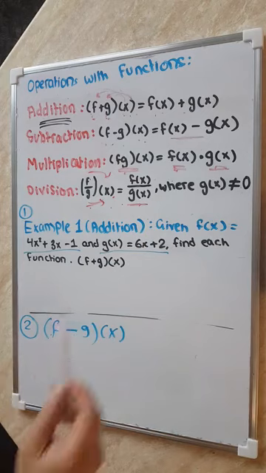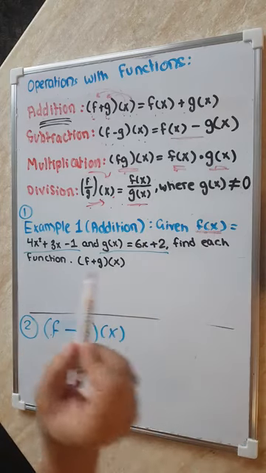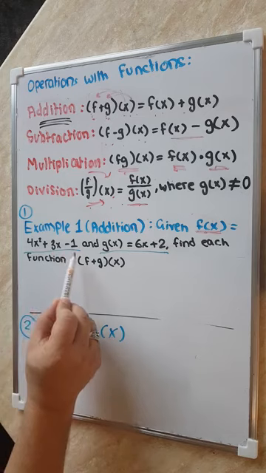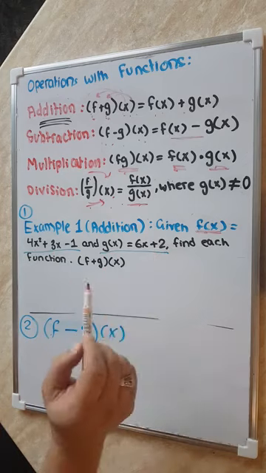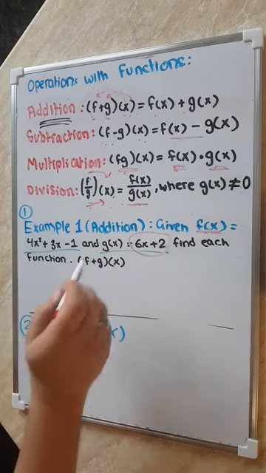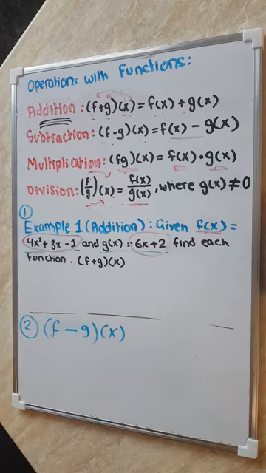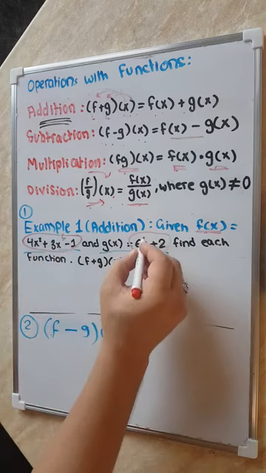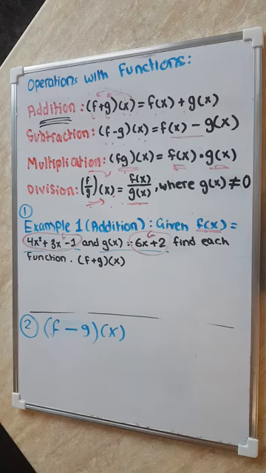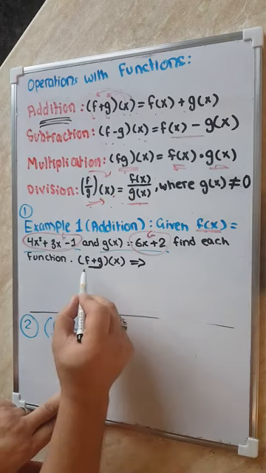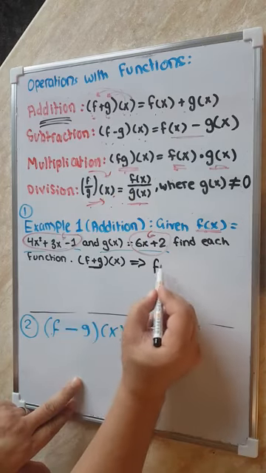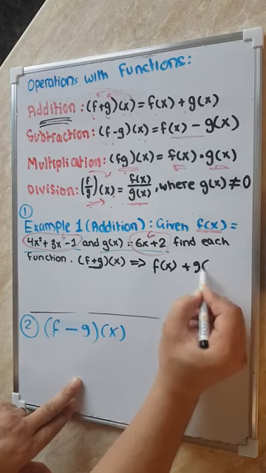Example for the addition. f of x is 4x squared plus 3x minus 1. So this is function f. g of x is 6x plus 2. So we have two different functions, the function f and the function g. We want to do the addition operation, f plus g of x. Let's follow the rules here. f plus g of x means f of x plus g of x as a function.